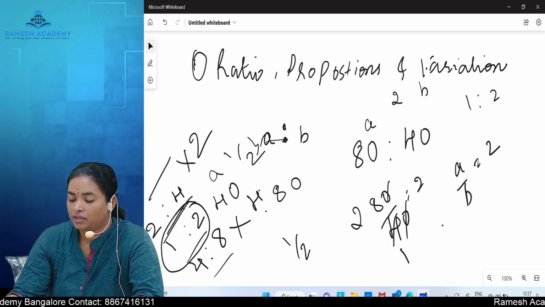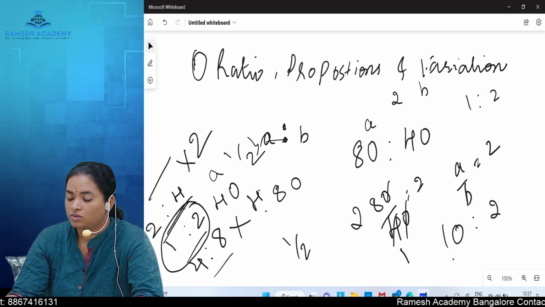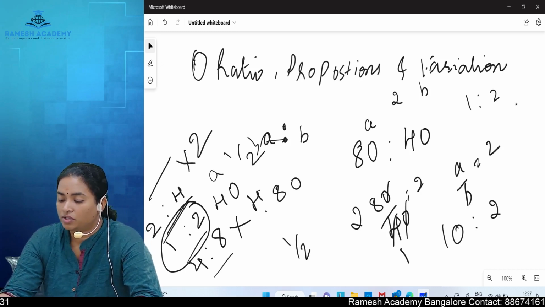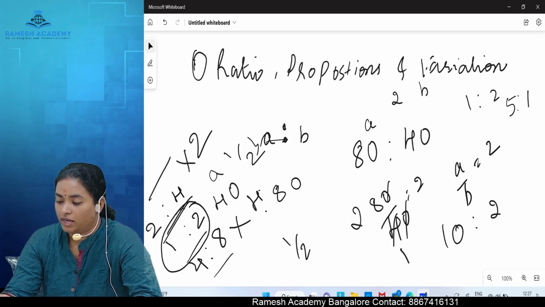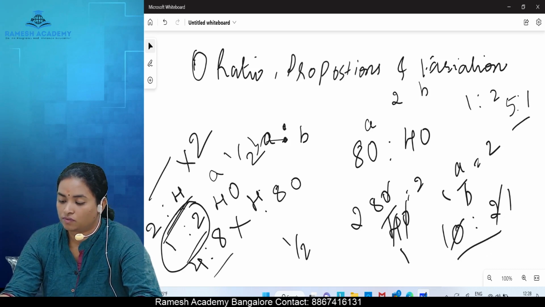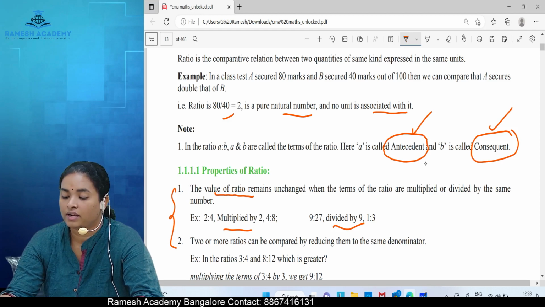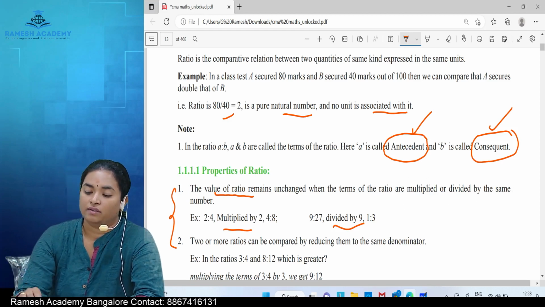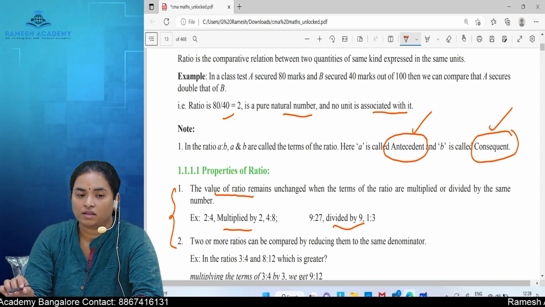Another one, let's say I have 10:2, and I have one more ratio, 5:1. Are these two the same? Yes, two ones are two, two fives are ten. That is what they said: if I multiply or divide by the same number, the value of the ratio remains unchanged.